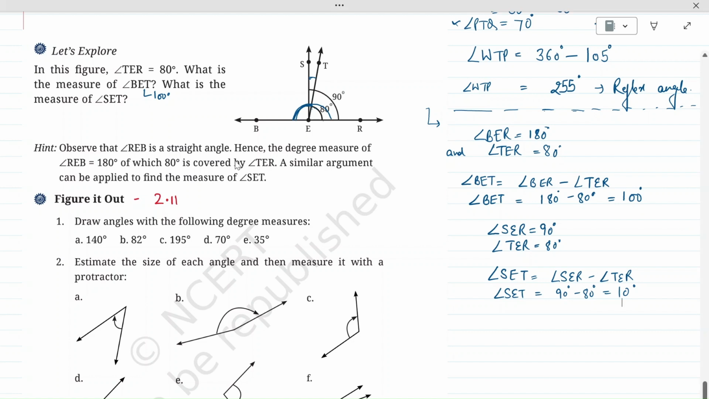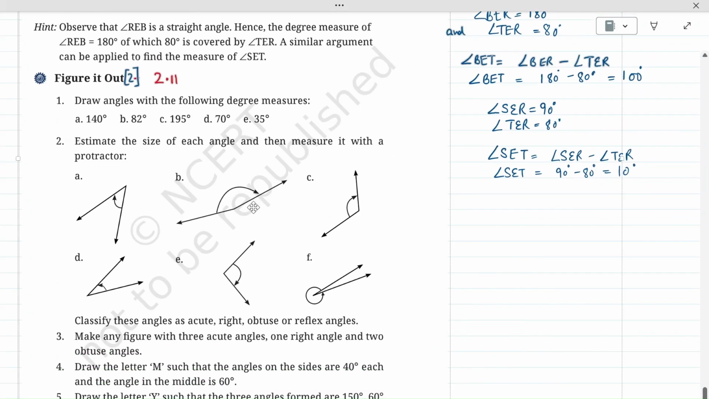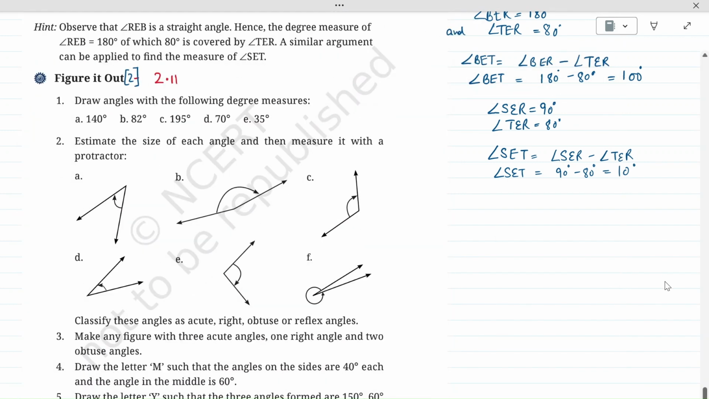Okay. So next we have the figure it out of 2.11. This is the second figure it out. I'm marking it as 2, and this is also the last exercise of our chapter. Now let's start. The first question is to draw angles with the following degree measures. So kids, I am very sure you can make these angles. This 140 will be an obtuse angle. It will look something like this.